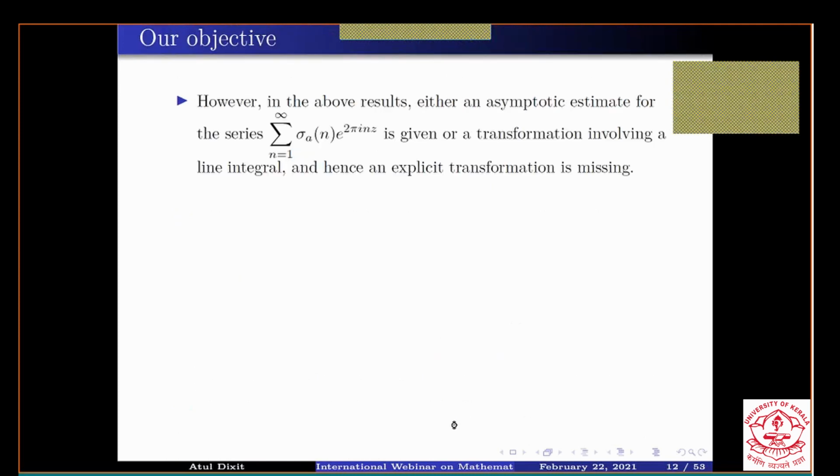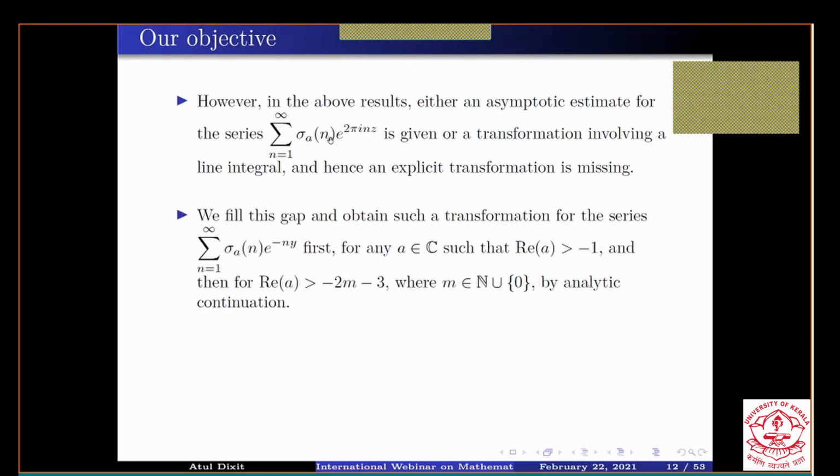So what is our objective? Again, even though they consider the same series that we are considering, at the same level of generality, they are not able to obtain, at least in the papers, an explicit transformation for this series. You always have such a series expressed in terms of another series of the same type plus some extra expression, or you have some complicated contour integral or some principal value integral, because of which you are not able to get an explicit transformation. So that is where we want to fill the gap and obtain an explicit transformation.